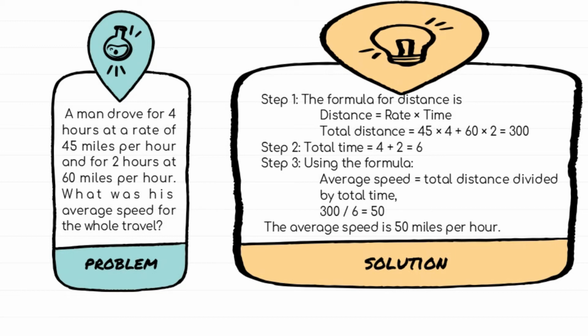Step 2. Total time equals 4 plus 2 equals 6. Step 3. Using the formula, average speed equals total distance divided by total time. The average speed is 50 miles per hour.